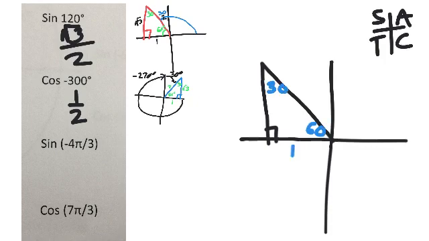Across from the 30 is 1. Across from the 60 is radical 3. Across from the 90 is 2. I'm in the second quadrant, so sine is positive. It's the only thing positive, so my answer is positive. Sine is the opposite over the hypotenuse. My opposite side from the angle is radical 3. My hypotenuse is 2. So sine of negative 4 pi over 3 is radical 3 over 2.